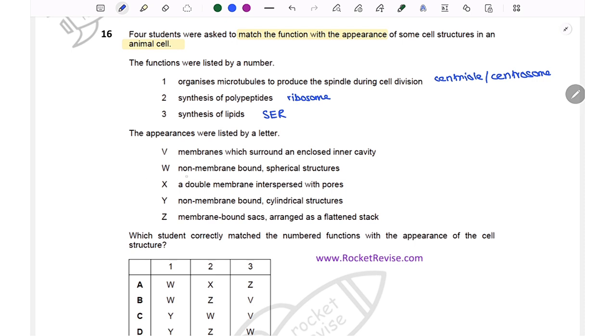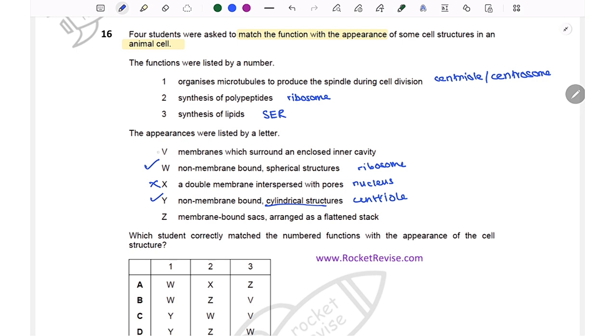Now the obvious one first, non-membrane bound spherical structure, you know that is ribosome. Double membrane interspersed with pores, that is nucleus or nuclear envelope. You're not talking about that here. We don't have that in the organelles that we've identified. Y is non-membrane bound cylindrical structure. You know that is centriole. So we have that.